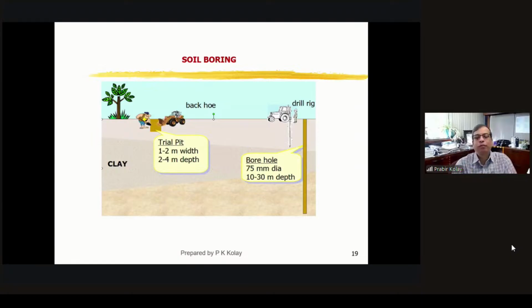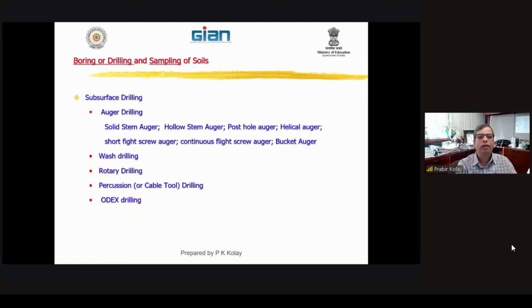So for soil boring, obviously you need to take out the soil sample, and then the trial pit, and then you need to make a hole using a drilling rig. There are different types of drilling rigs available, and you can take out the soil sample from the ground. So it's boring or drilling or sampling. Subsurface drilling, obviously, is below the ground.